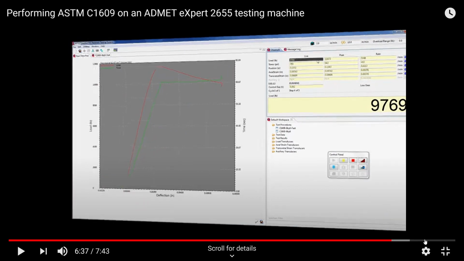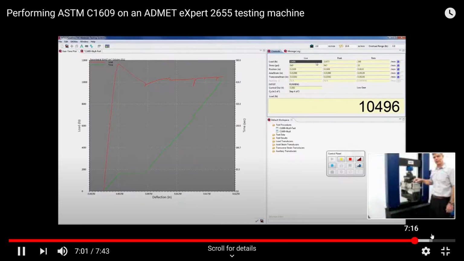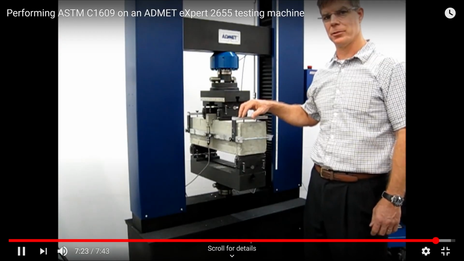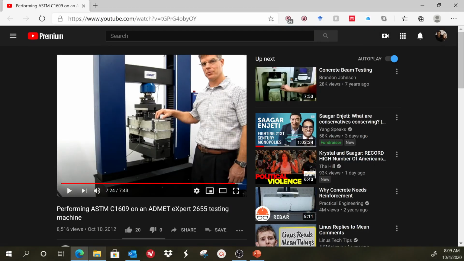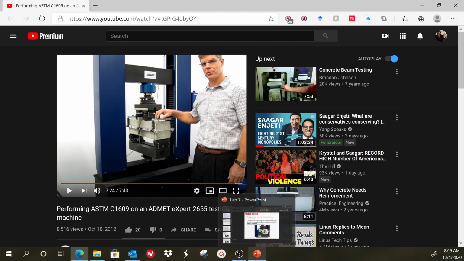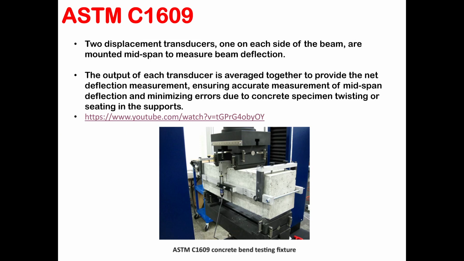Okay. So what you see here is actually the load after the first crack has appeared, right? Okay. So that's it. And let me go back to the PowerPoint here.